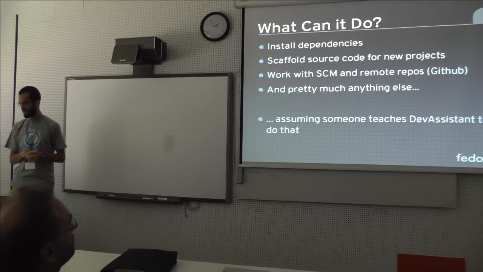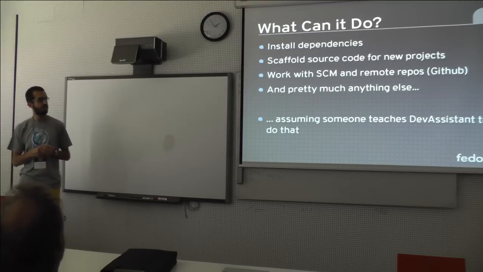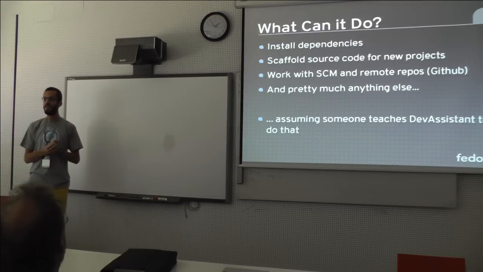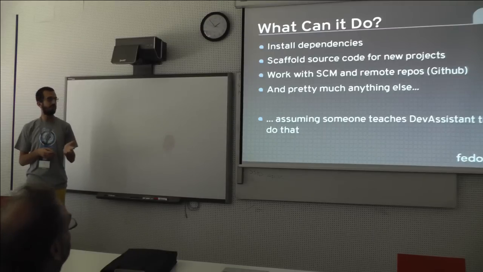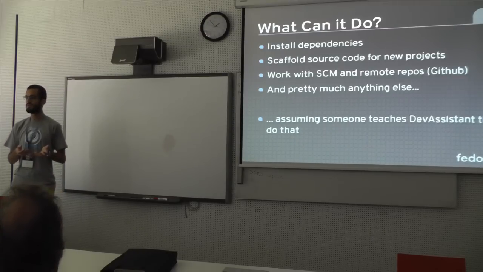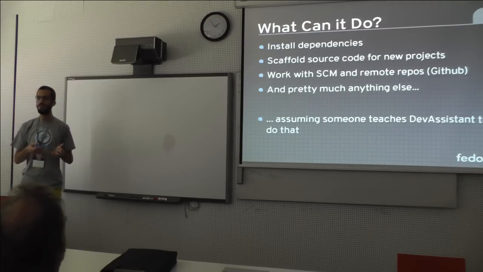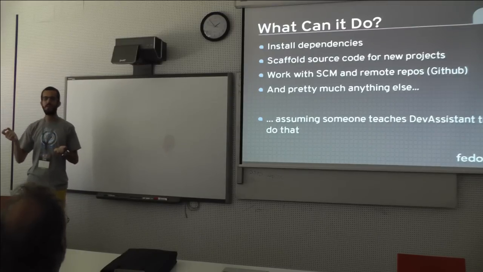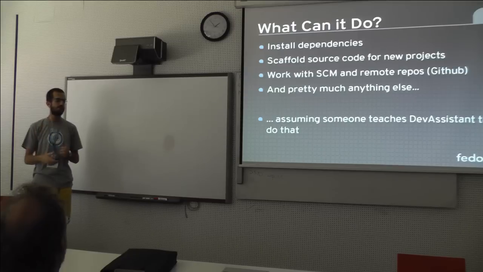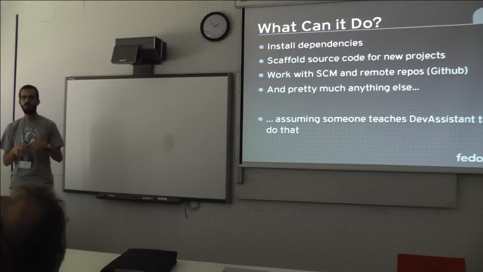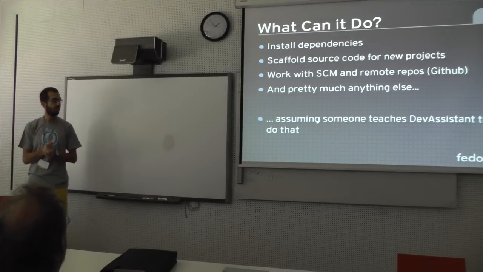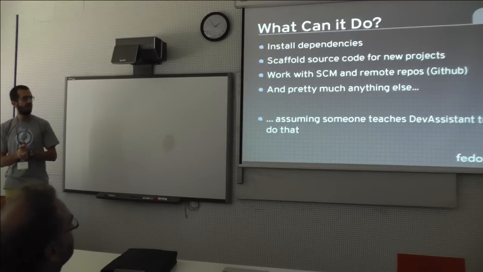What's more complicated is, for example, work with source code management tools and remote repos. So right now, DevAssistant can, for example, create GitHub repos. So when you're creating a new project, you just do --GitHub, and it will create a new GitHub repo for your project and push your source code there. For most of the projects, it also automatically initializes a Git repo in your source tree. So this is all automated.